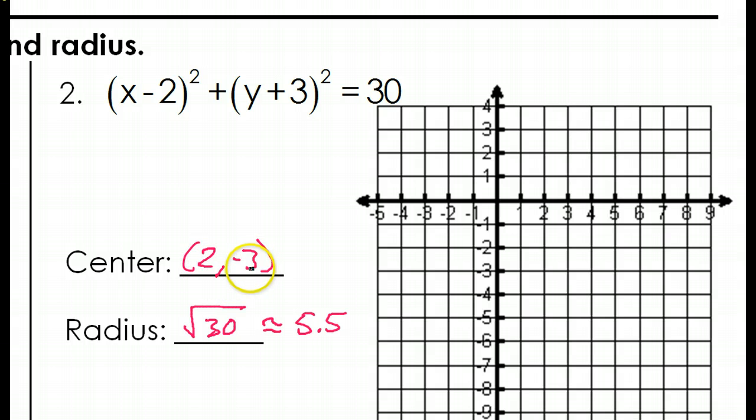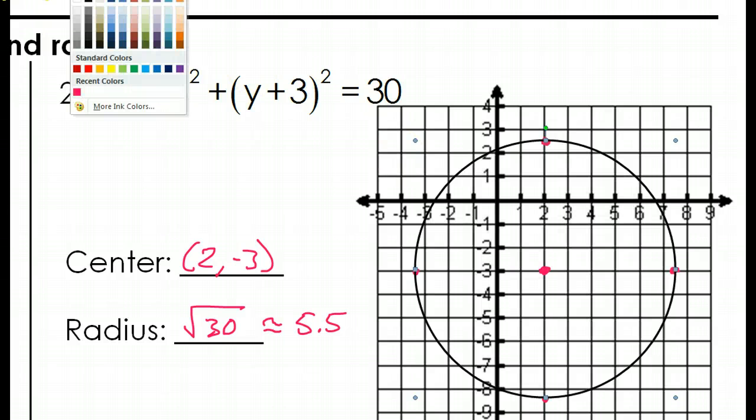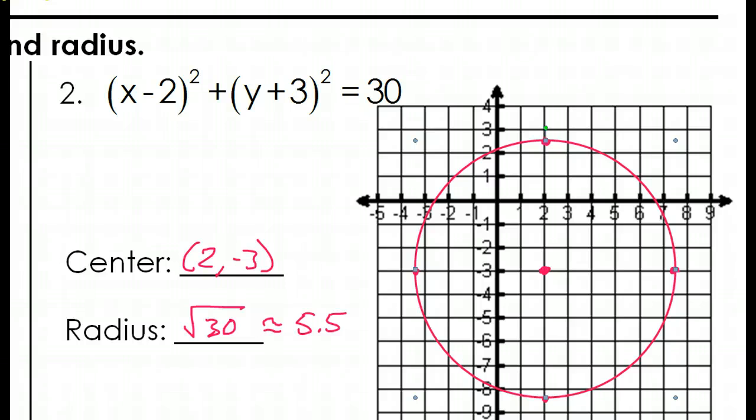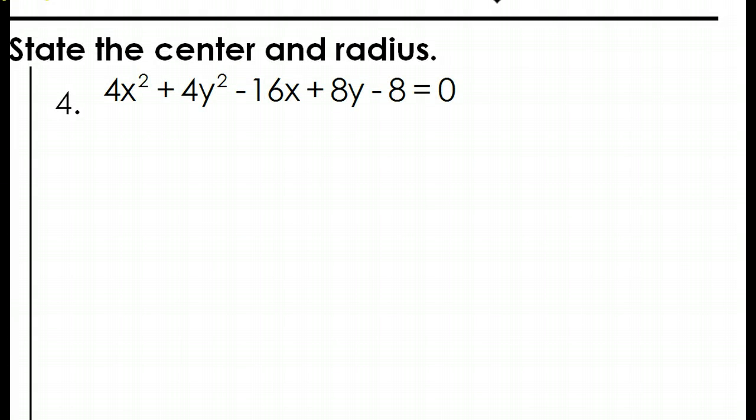So 2 comma negative 3 would be right here. We will go 5.5 in all directions. So there's 3, 5.5. Okay, 3, 5.5. 2, 5.5. All right, so you will draw your circle, my friends. All right, there you go. Nailed it. I'm a beast.